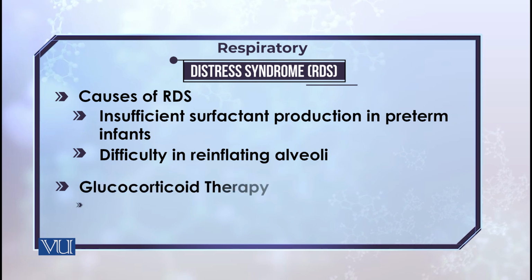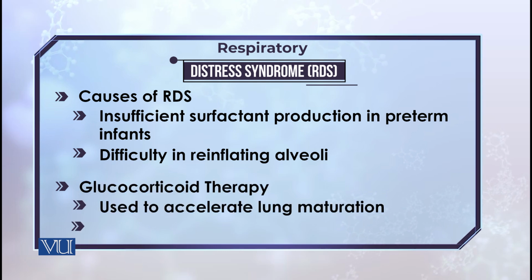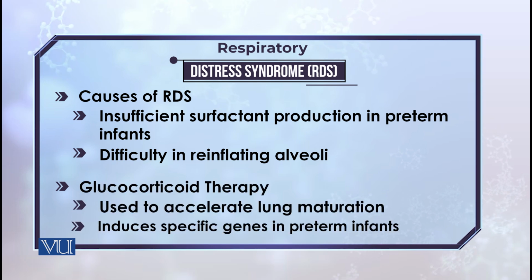So one of the ways to treat this disease is glucocorticoid therapy, that is, therapy by the steroid hormones, which is used to accelerate the maturation of the lungs, because we have told you that the amount of surfactants is an indicator of the maturation of lungs also.